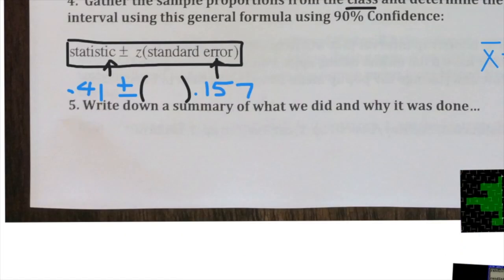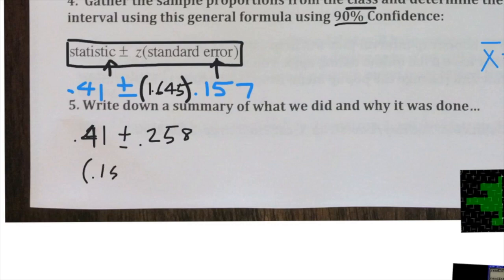So the only missing ingredient is our z-score, and it's just like we've been doing, using 90%. You looked that up on the table as 1.645. You may have memorized that by now, and that ends up giving us a margin of error of about 26%, and our confidence interval would be between about 15% to 67% own iPhones, which is a pretty wide looking interval.